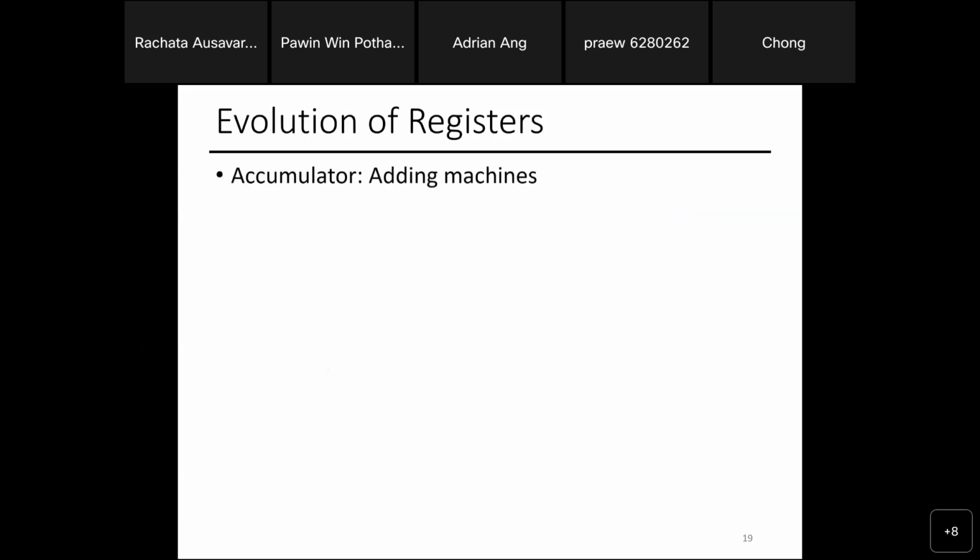Now, registers also evolve over time. It used to be just an accumulator: I can add two things, that's it. That's what my register can do. I cannot even use it to store things. I can just store something temporarily and accumulate. Then I can handle addresses, so I have an accumulator and a separate register that says this register stores an address.